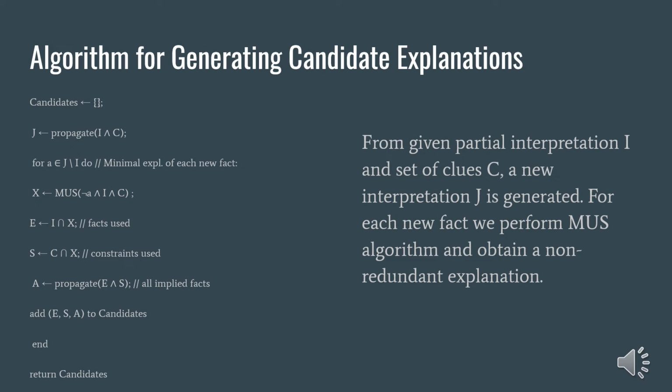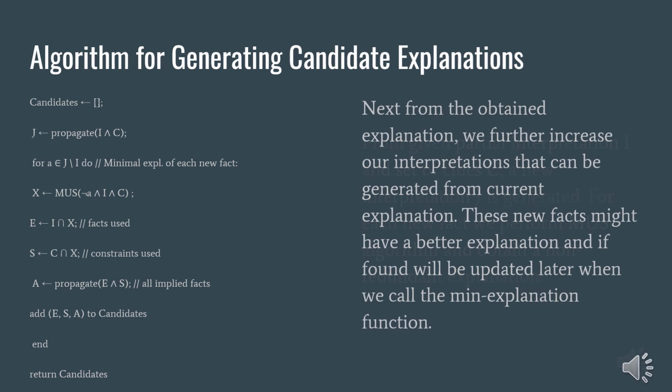This is the algorithm for generating candidate explanations. From a given partial interpretation I and a set of clues, we generate a new interpretation. And for each new fact that we obtain, we perform the MUS algorithm and obtain a non-redundant explanation. Now that we have obtained a non-redundant explanation, we increase the interpretations that can be generated from the current explanation, because we are assuming that facts that are generated from the same explanation use similar logic. But these new facts might have a better explanation, as we shall see later.